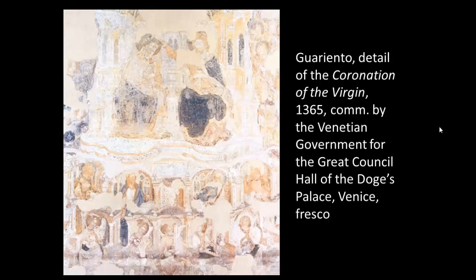Now, I want to talk about one more work by Tintoretto before we move on to Veronese, and that is a work that he executes for the Great Council Hall of the Doge's Palace in Venice.